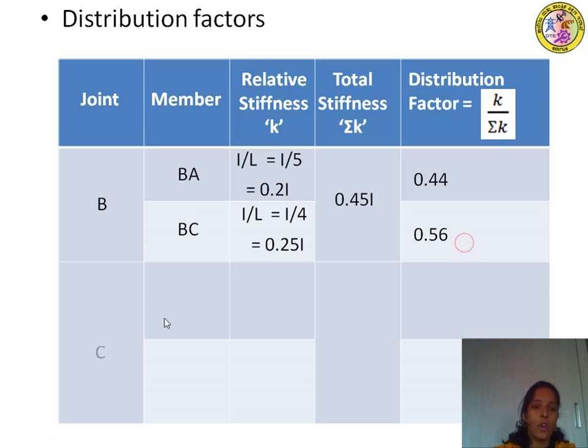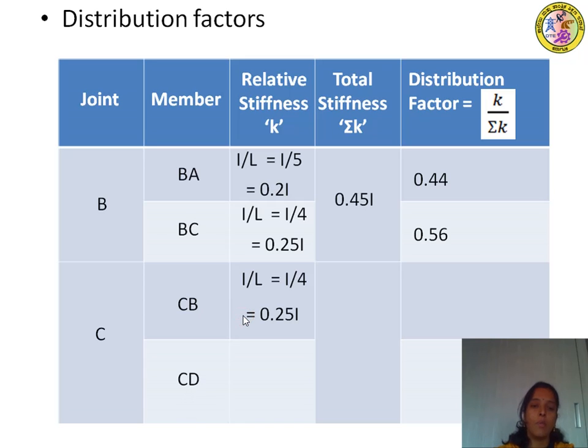So the next joint is joint C, and the members meeting at joint C are CB and CD. For CB, the relative stiffness is the same, I by L, that will be equal to I by 4, which will be equal to 0.25I.